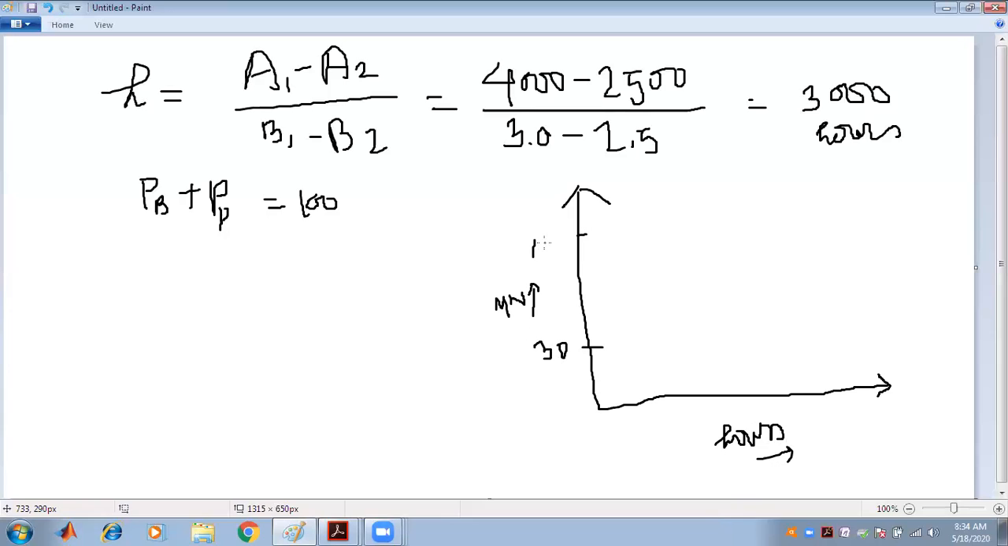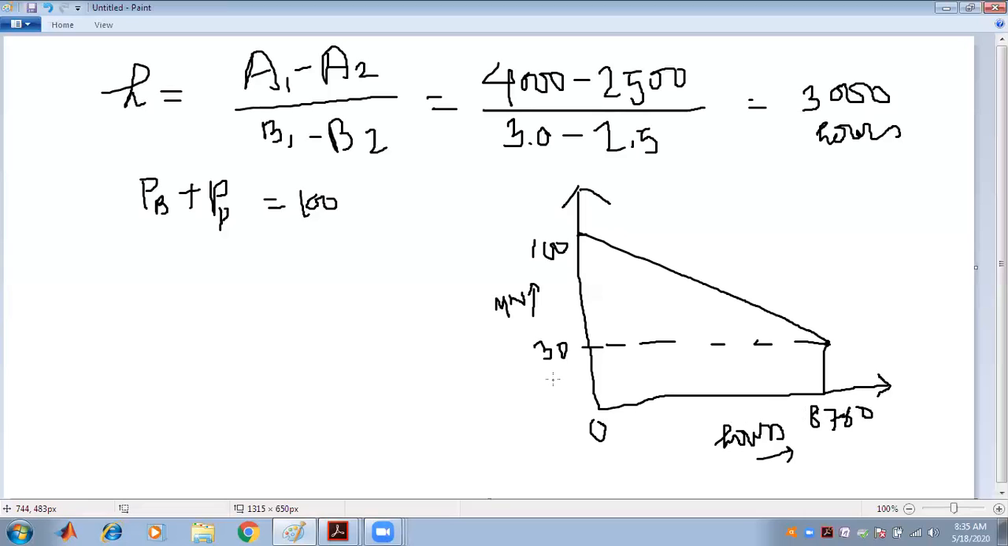It is also found that a straight line is coming from 100 to 30. So this one is 0, and this one is the total hours in a year.